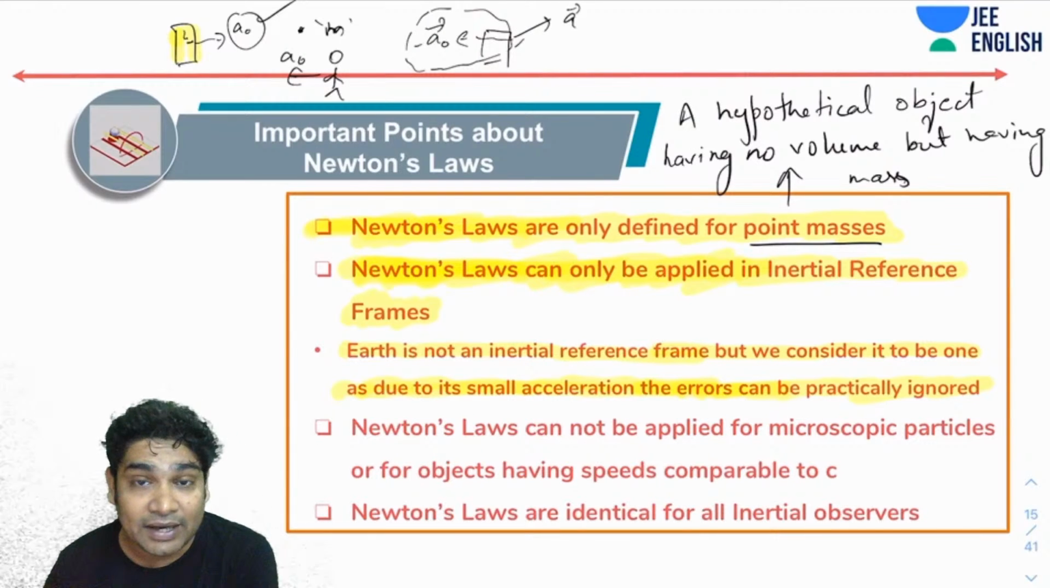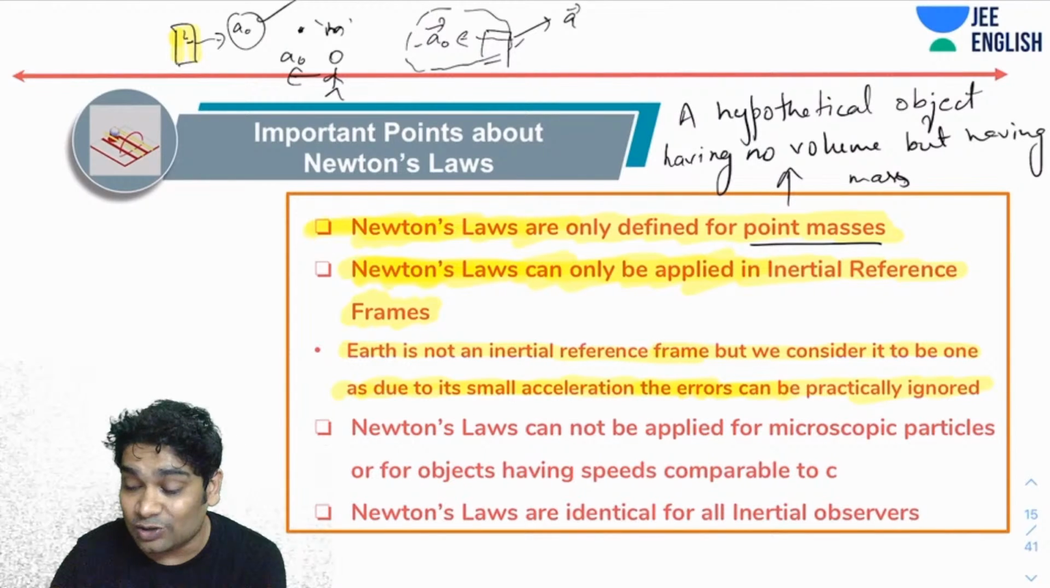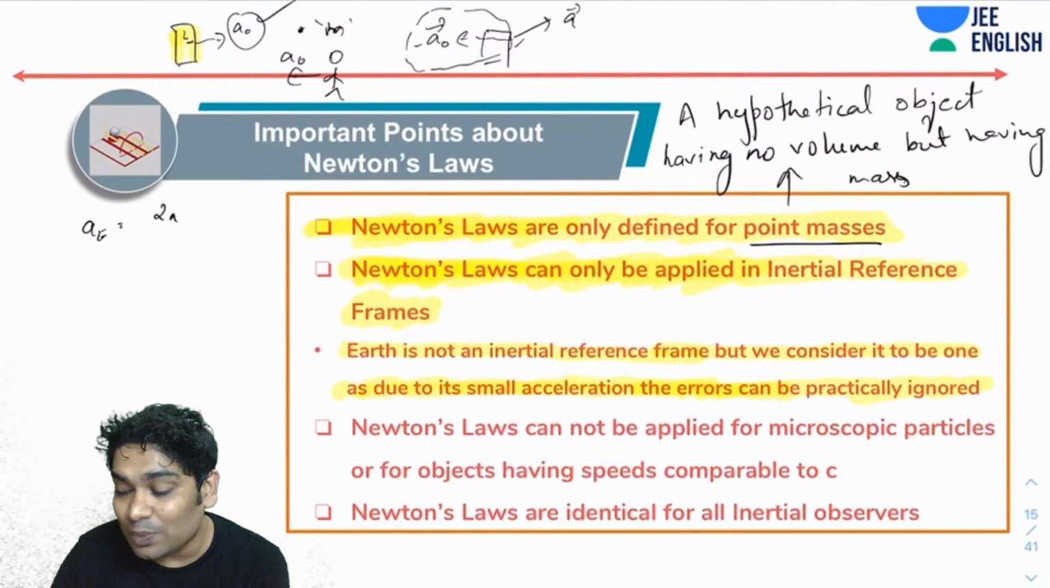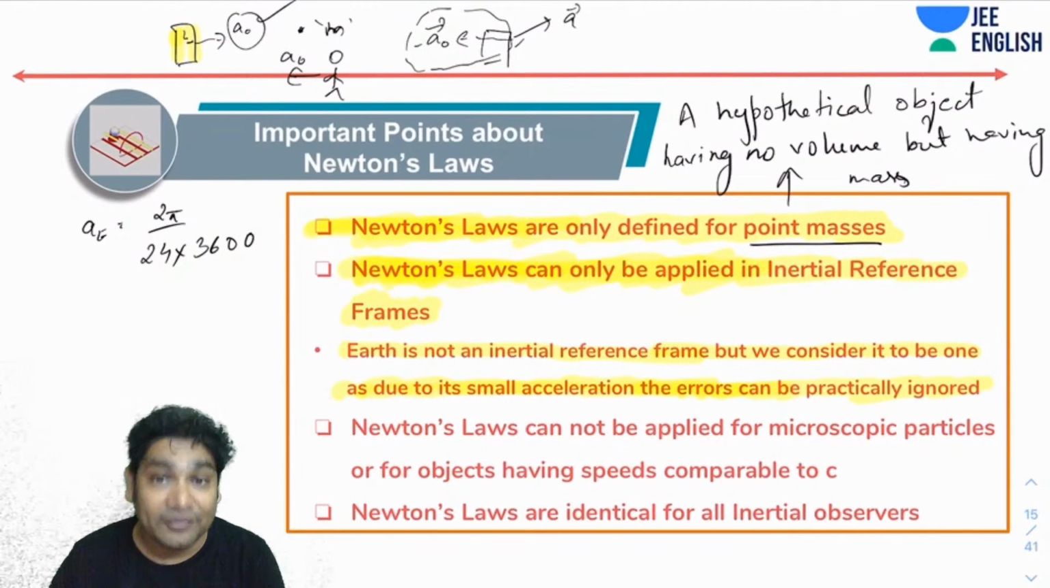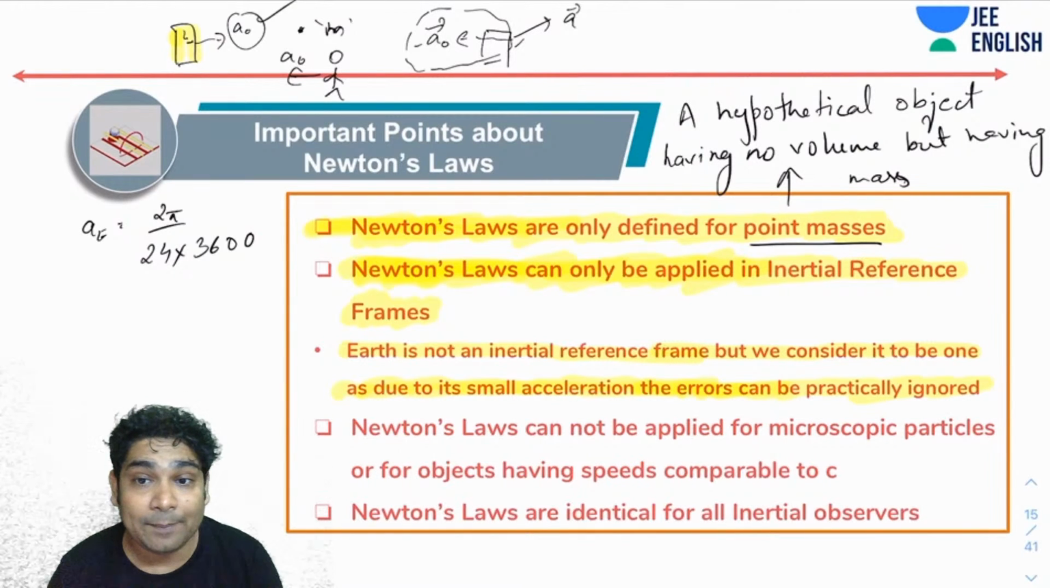If you remember, the centripetal acceleration is omega square r. So what is the acceleration of Earth? Earth has an omega which is 2 pi over 24 into 3600. Right? Earth is taking 24 hours to complete one rotation, which is it rotates by 2 pi.